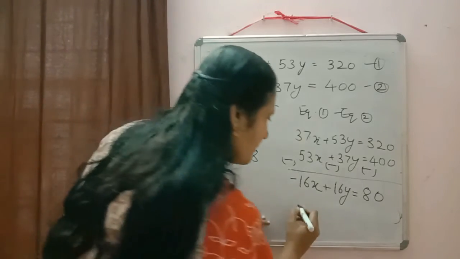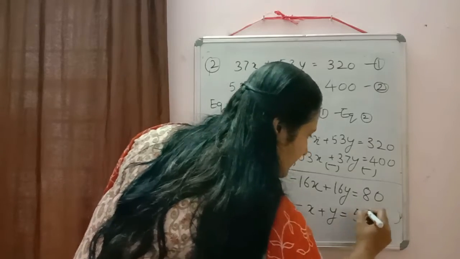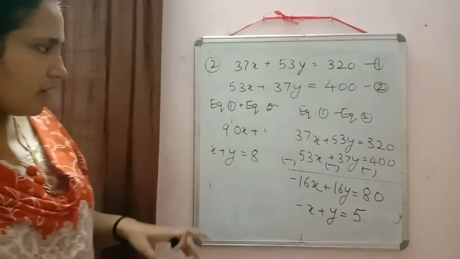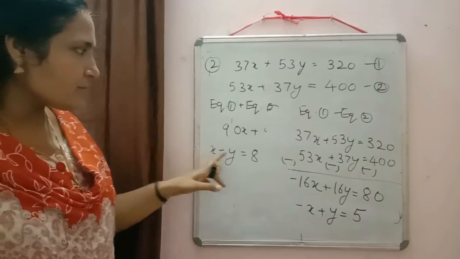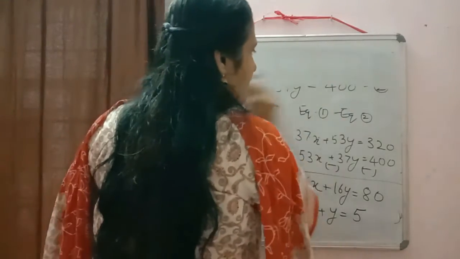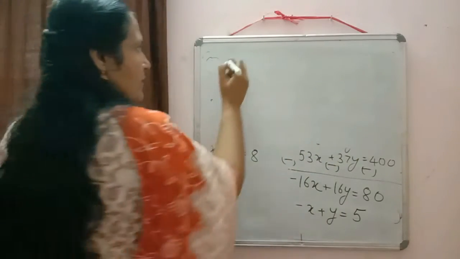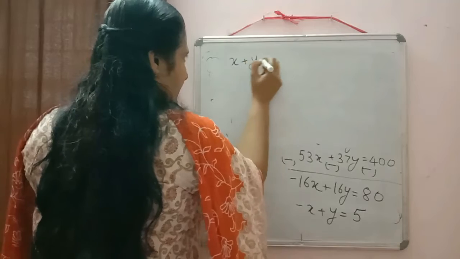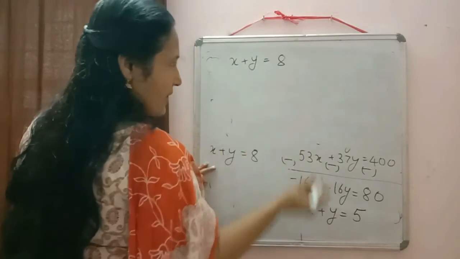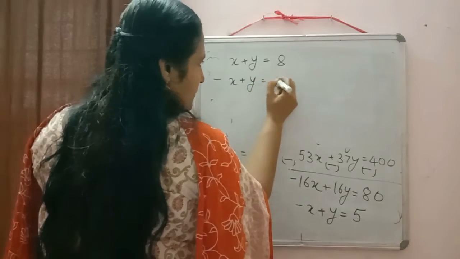So it will be equal to minus x plus y is equal to 16 5s is 80. So we got the three equations as x plus y is equal to 8 and minus x plus y is equal to 5. So I am writing the equation one more time here. We got the equation on adding, x plus y is equal to 8, and while doing the subtraction we got minus x plus y is equal to 5.